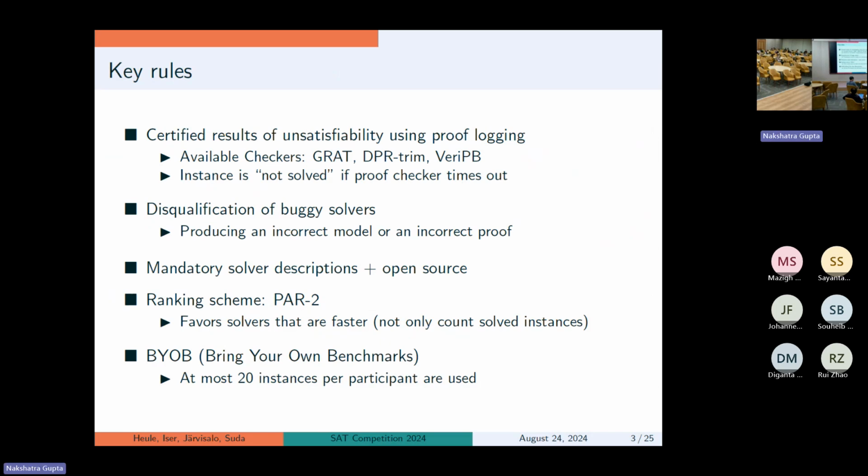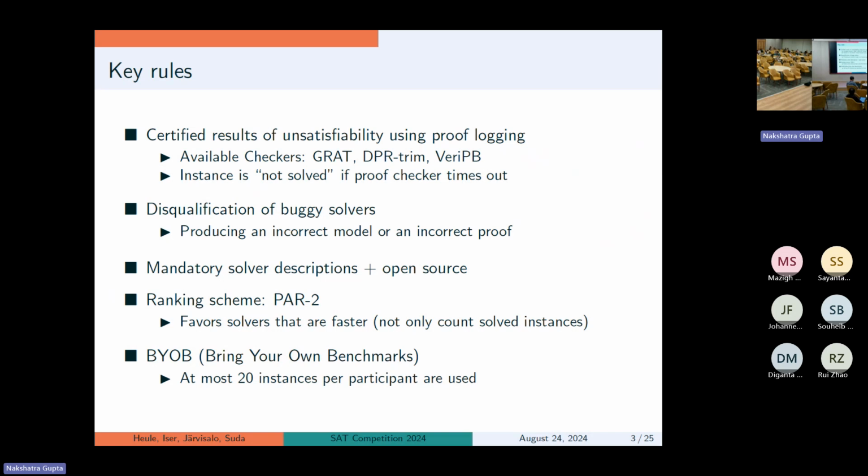So the key rules in this year's competition: as of last year, we have more proof checkers supported, and this also supports more proof systems. A key rule was that the unsatisfiability results had to be certified. And if the proof checker times out while checking the certificate, the instance counts as not solved. And buggy solvers would have been disqualified. I'll tell you more about this later. If a solver would have produced an incorrect model or an incorrect proof, this would have led to a disqualification. Okay, I did some foreshadowing. This was not the case in this competition, luckily.